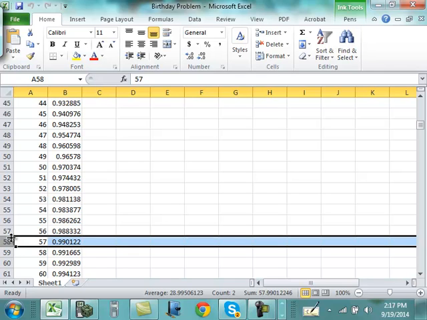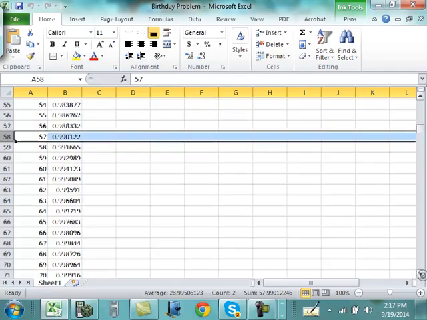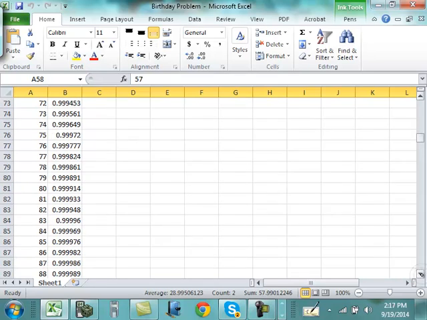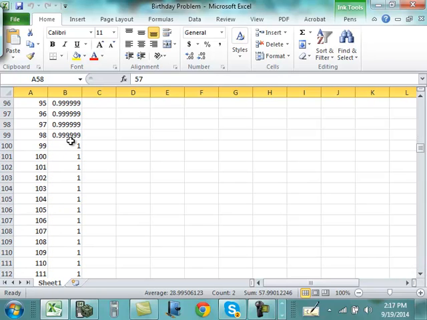A lot of people find that really mind-boggling because 57 is so much smaller than 365. You would think that it would be a lot smaller of a chance than 99%. And then after you get to about 75 or 80, it's really close to 1. In fact, the computer just rounds it off to 1 after 98.